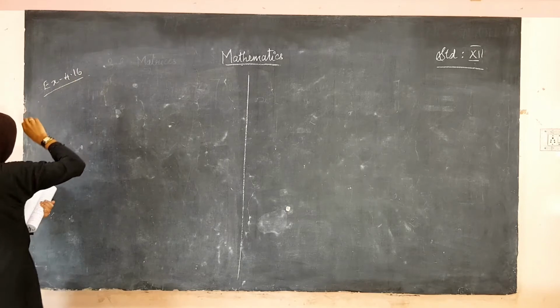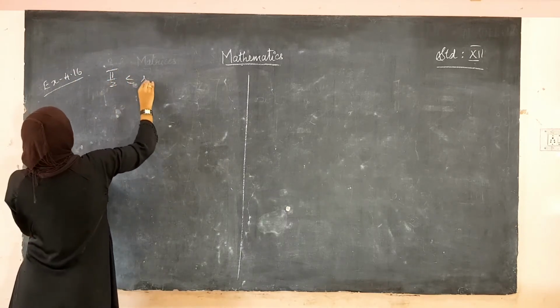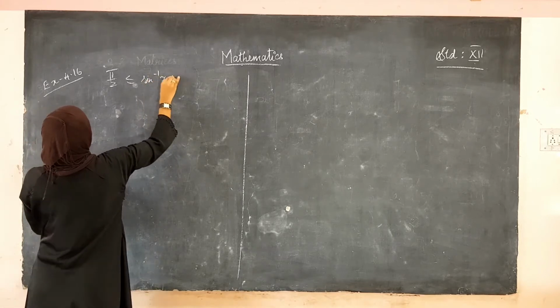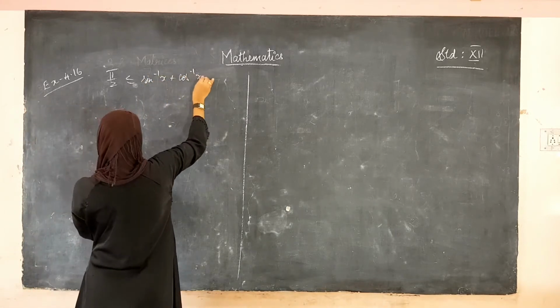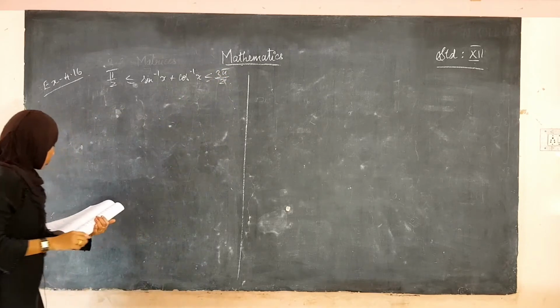4.16. What they have given: prove that pi by 2 is less than or equal to sin inverse of x plus 2 cos inverse of x, less than or equal to 3 pi divided by 2. Okay, we have to prove this.